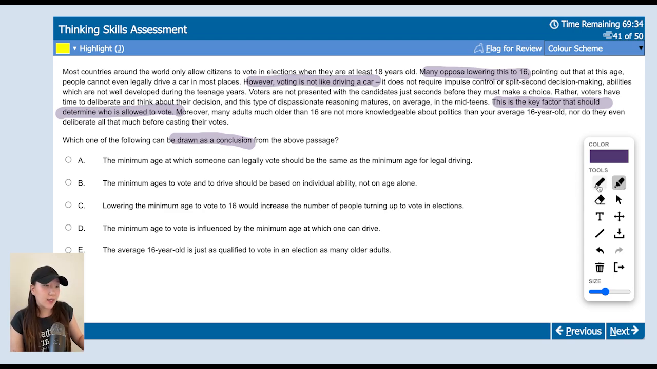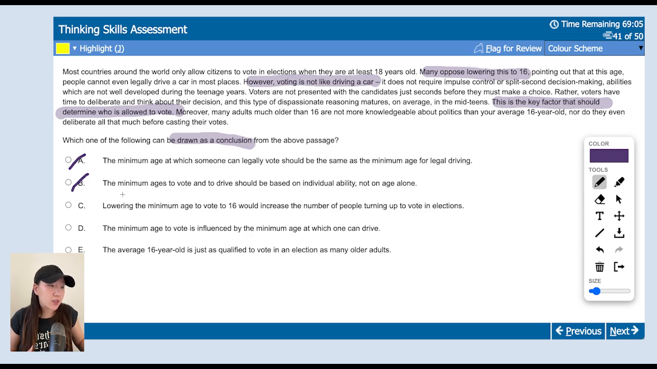And then we can just look at each answer in turn and try to do some knockout. The minimum age at which someone can legally vote should be the same as the minimum age for legal driving is not correct. They're actually saying these are two totally different things, so there should be different ages. So this one is actually just incorrect. It's not even something that's not mentioned, it's just wrong. The minimum ages to vote and drive should be based on individual ability is definitely not discussed. They discuss as a whole when that kind of thinking and development happens, at what age.